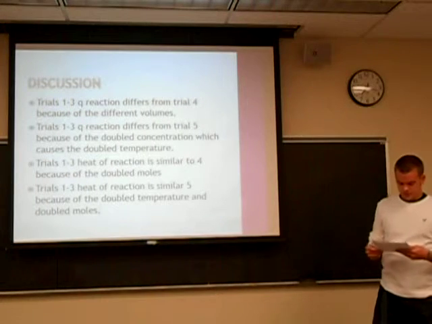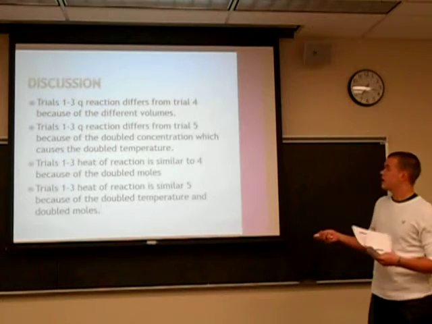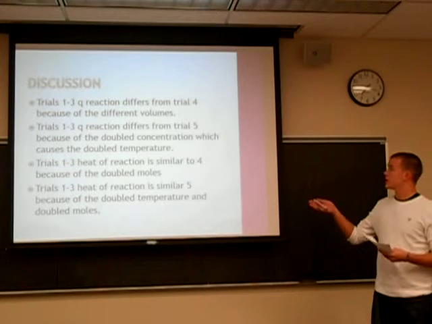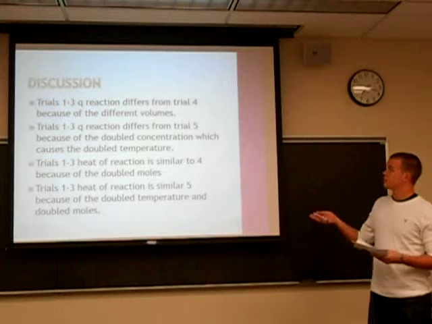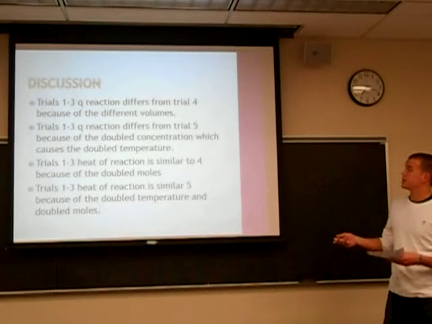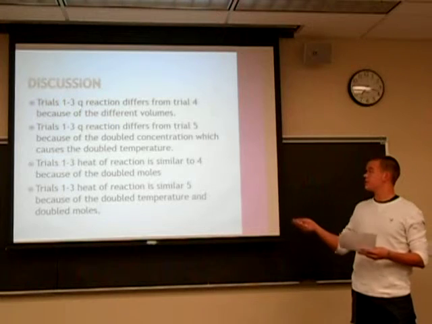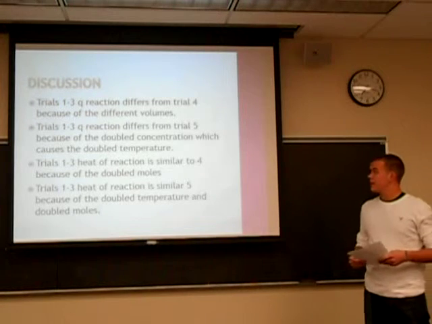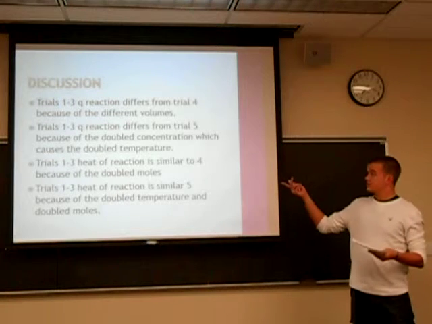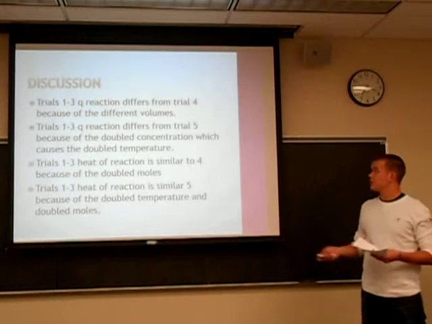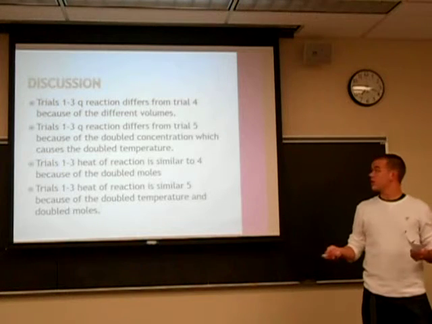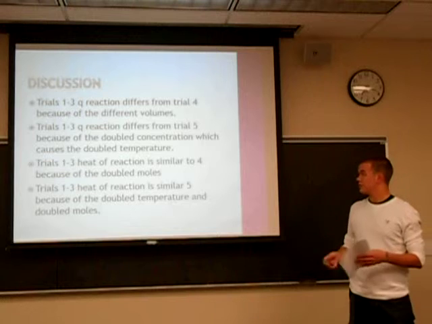Discussion. The question asked why trials 1 through 3 differ from trial 4 in the Q reaction, and that is because trials 1 through 3 have a different volume from trial 4. The second question was basically the same, but with trial 5, and the Q reaction differs from trial 5 because of the double concentration and the temperature doubling.